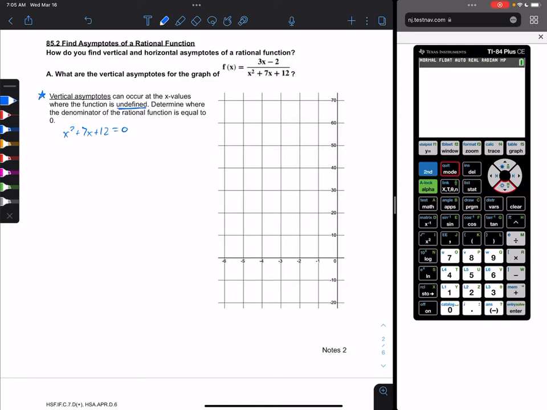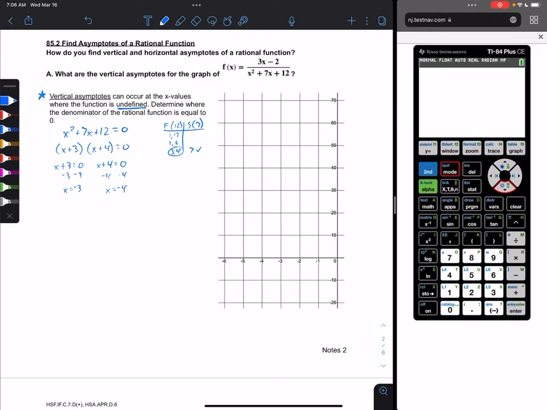Then in this case, we would look to factor. So I would need factors of 12 that have a sum of 7. So 1 and 12 don't work, 2 and 6, 3 and 4. So 3 and 4 would be my factors. So we get x plus 3 times x plus 4 equals 0. We can then use the zero product property, which tells us that we can take each piece and set them equal to 0. And now we're going to solve for x. So x equals negative 3, and x equals negative 4.